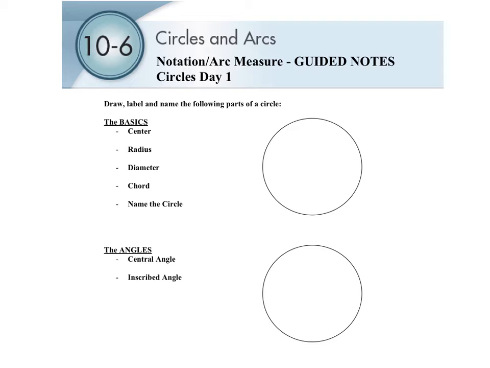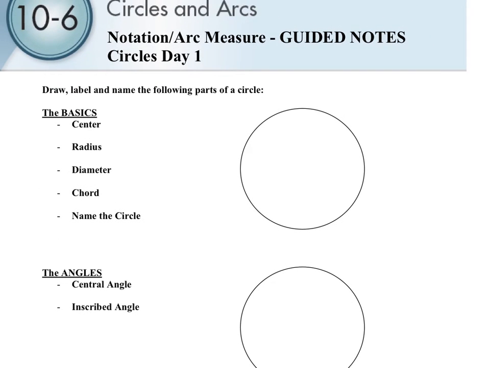Alright, so to start, we want to draw, label, and name the following parts of a circle. So first we have the basics, so starting with the center. As the name suggests, that is just the point that is in the center of the circle. So the center is point P.